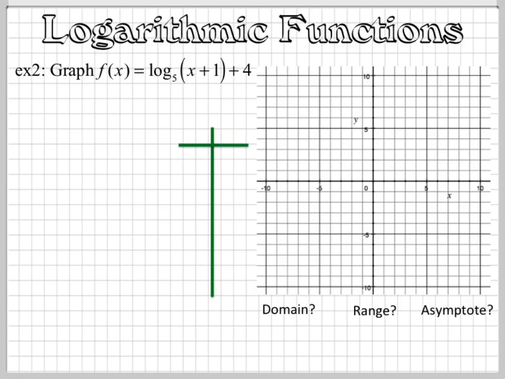So now for this one, we got this crazy looking guy. There's lots of stuff happening to this logarithm. There's shifts going on. We have that +1 right there, that +4 right there. Just really quickly, do you guys think you know what that +1 is going to do to our function? Shift it which way? Left.